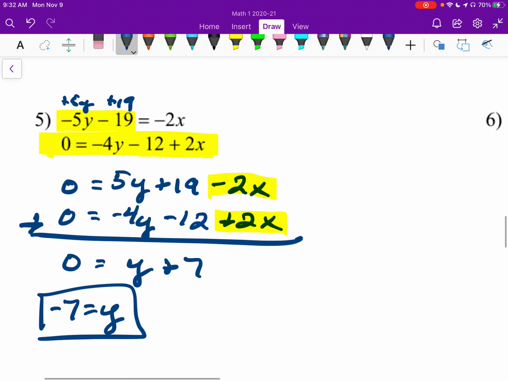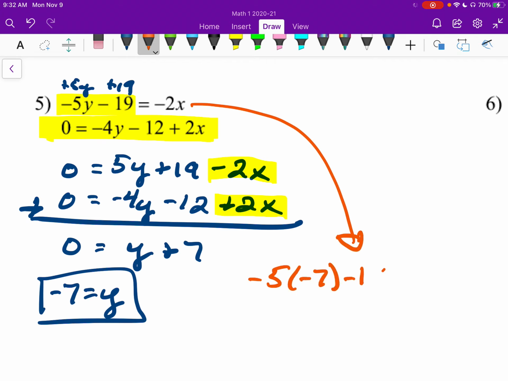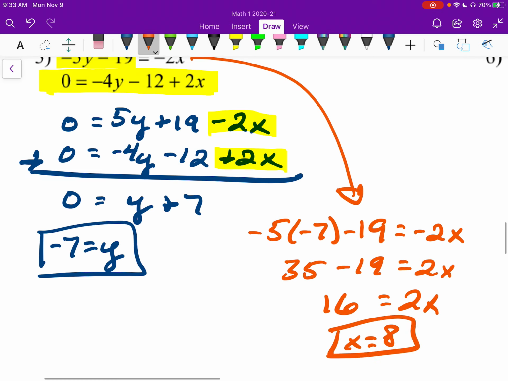Now to finish it up, I need to plug in. I always go back to my original equations because I think you're less likely to mess up if you go back to the original. I'm going to use the top one. So I'm going to have negative 5 times negative 7 minus 19 equals negative 2x. This gives me 35 minus 19 is 2x. This is 16 equals 2x, and x equals 8. So I really have the point 8, negative 7.